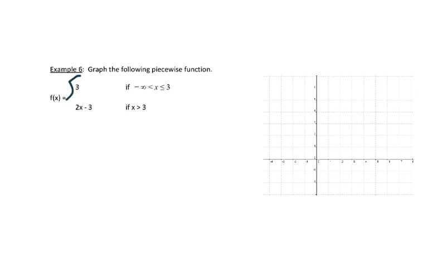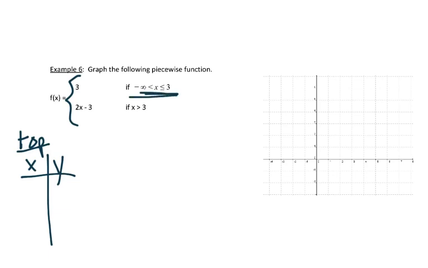Okay, in this problem we're going to graph it. So we'll start with the top row. And we're going to make an XY chart. So for the top, we want x's that are smaller than or equal to 3. That's what this is telling us here. So we'd have 3, 2, 1, 0.